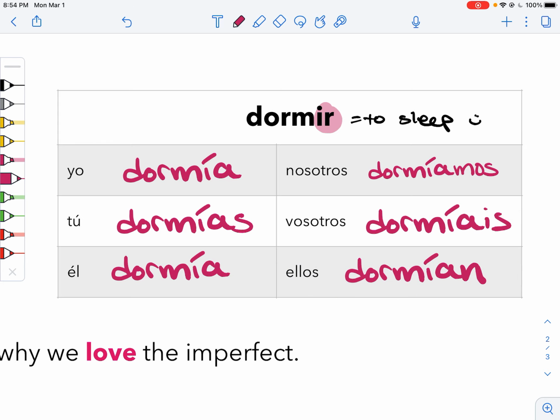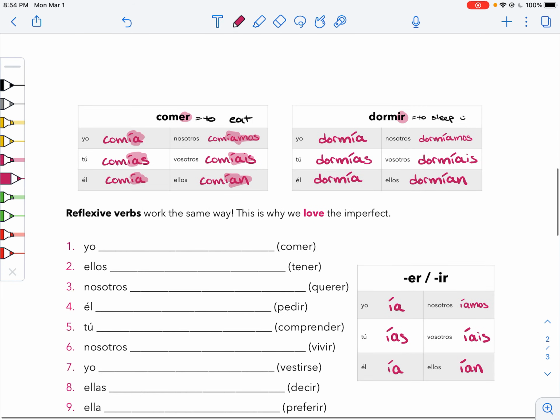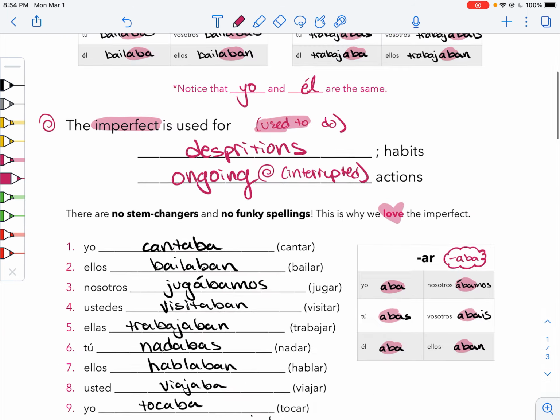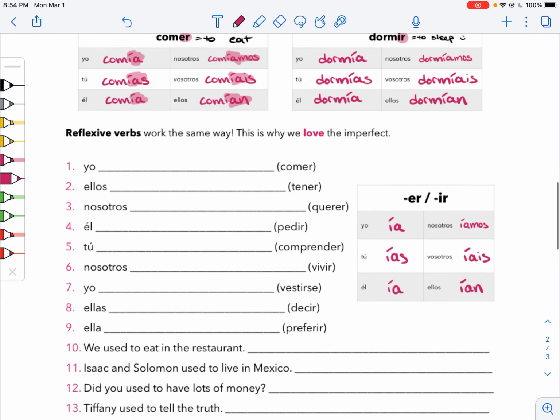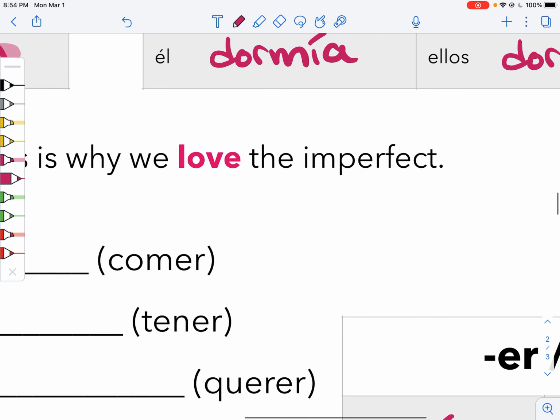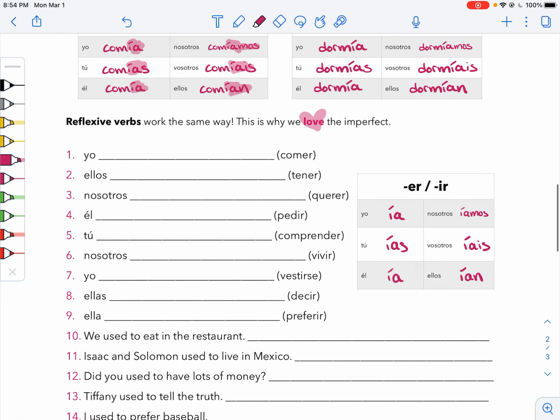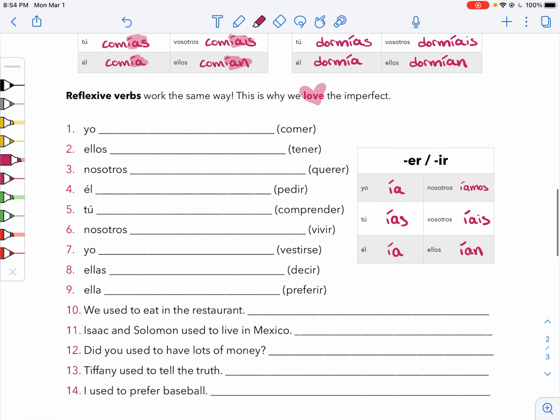But wait, it's a stem changer. So how is that going to affect it? Ha! It won't. Because there are no stem changers, no funky spellings, no nonsense in the imperfect. It's beautiful. Just like weep for joy. Because we love the imperfect. Okay, anyway. Take some time. Try to conjugate these guys.